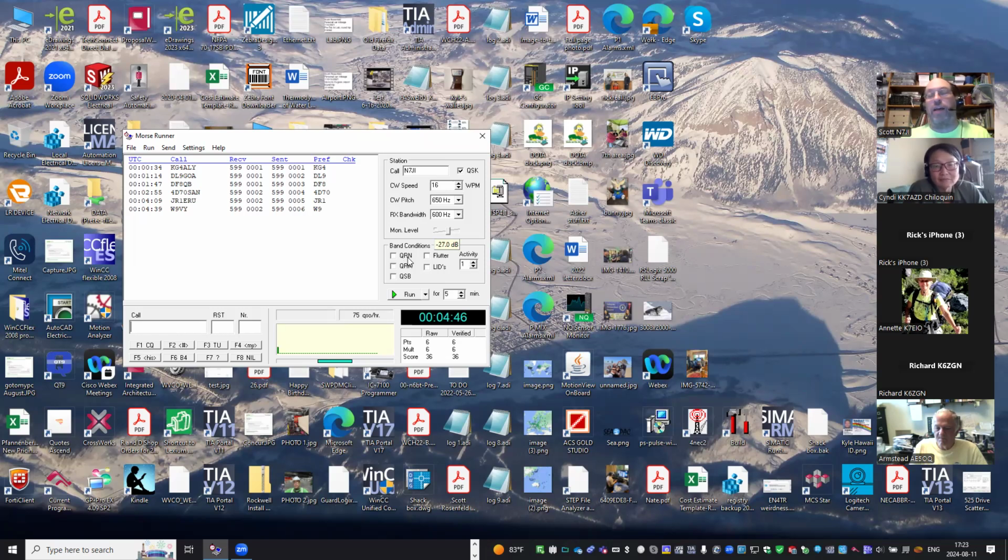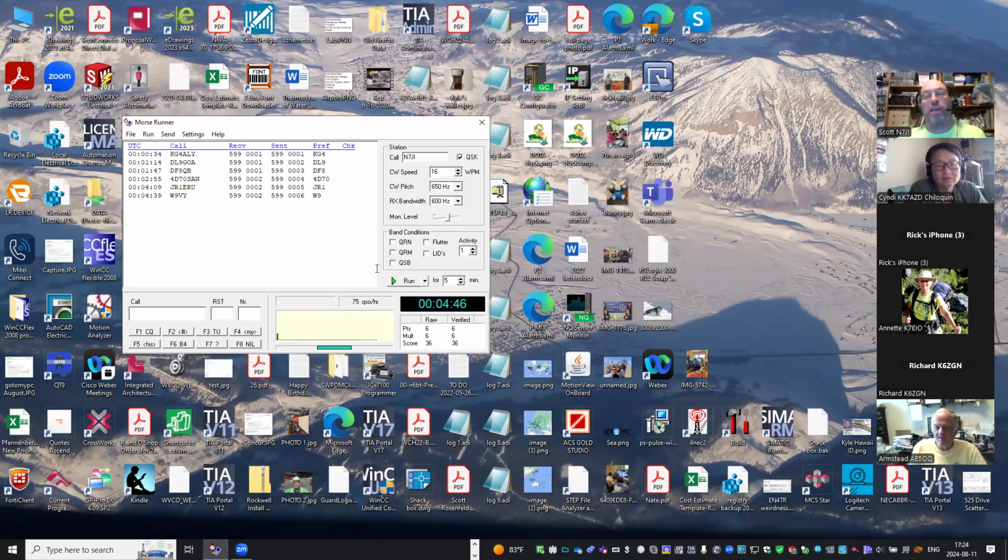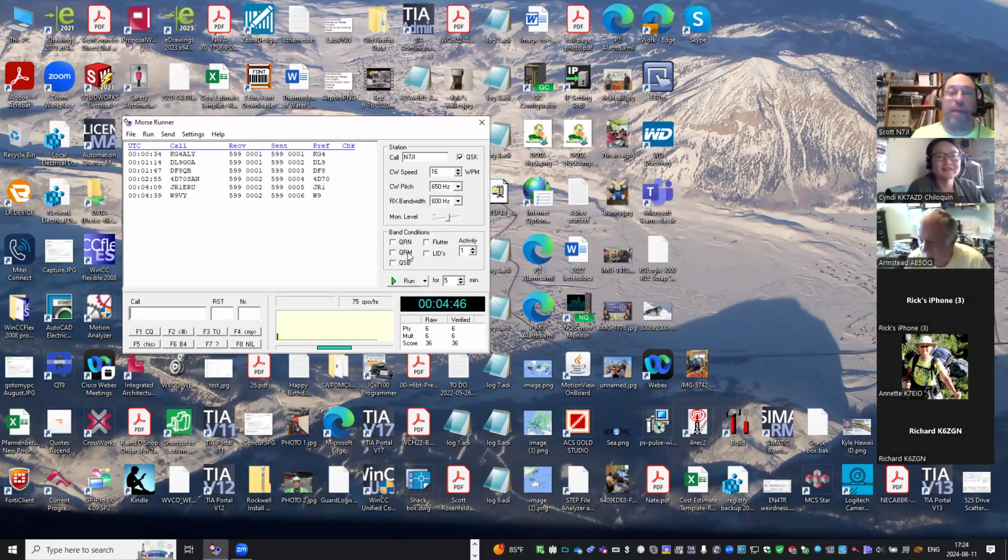Now, you can also add QRN. What's QRN, everyone? Noise, man-made noise. So that's static crashes. QRM. Noise as well, but signal crashes. No, that's people right nearby transmitting on top of it. QSB. QSB is long-term fade. And flutter. Flutter is what you hear when signals go over the poles, and you get a rapid fluttering sound.